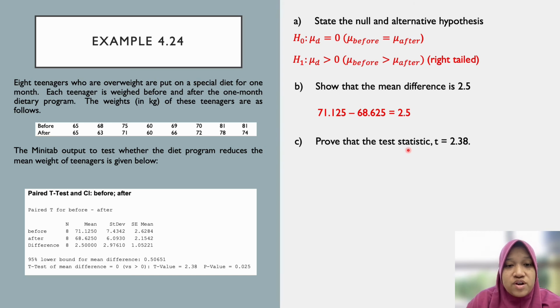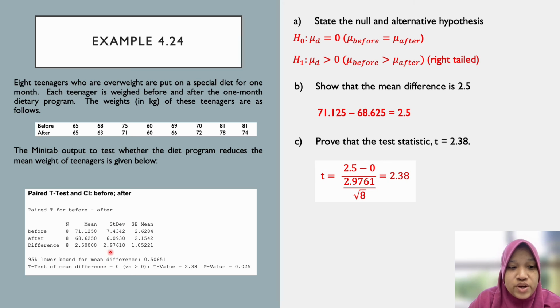Okay, so how to prove the value of the t statistic? If you still remember, the formula is t equals d bar minus d naught divided by s over square root n. So the mean difference, you can take this value 2.5 minus 0, divided by the standard deviation of the difference, 2.9761, over square root n. So we will get t equals 2.38. So it was proven that t equals 2.38.